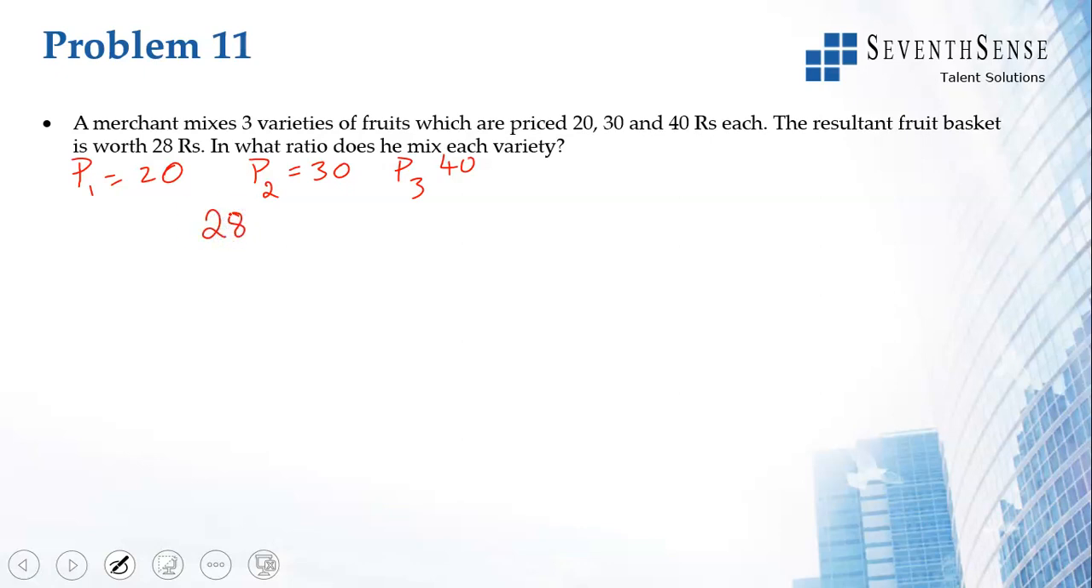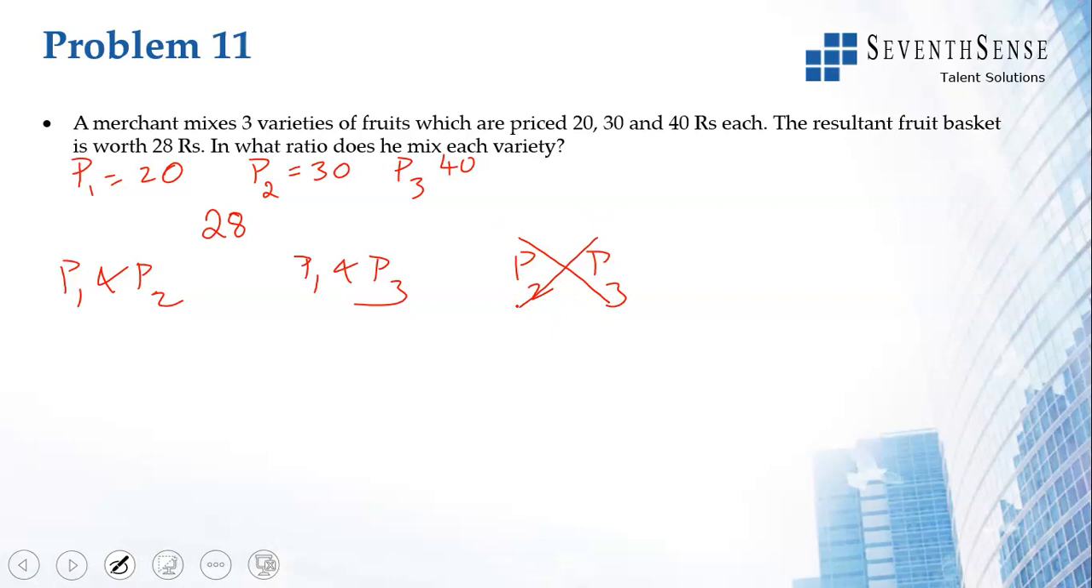You have to take the two items such that there is one price which is lower than this price and one price which is higher than this price. How can you take it? We can take P1 and P2, and we can take P1 and P3. Okay, if you take P1 and P2, one price is lesser, one price is more. If you take P1 and P3, one price is lesser, one price is more. Can you take P2 and P3? No, because 28 is lower than both those prices. So this you don't take.